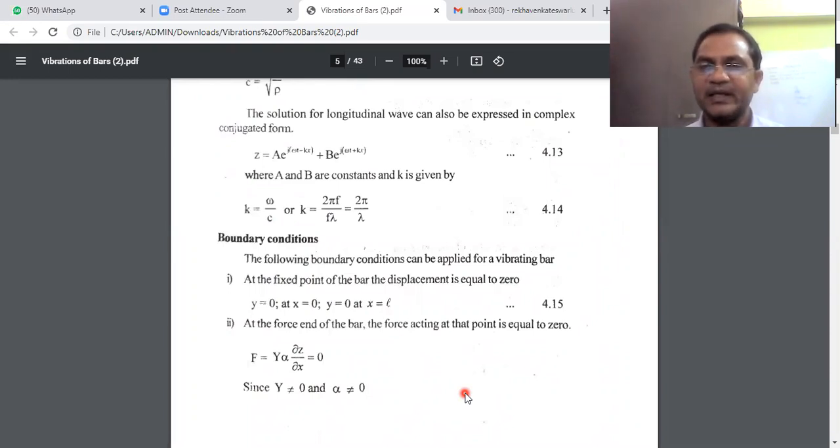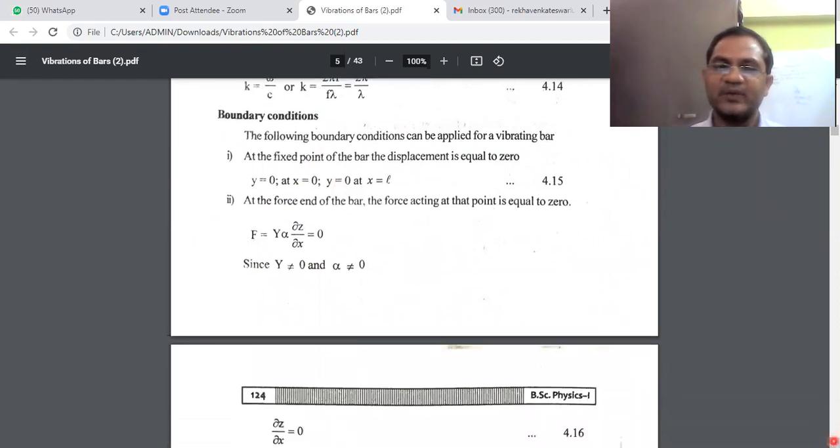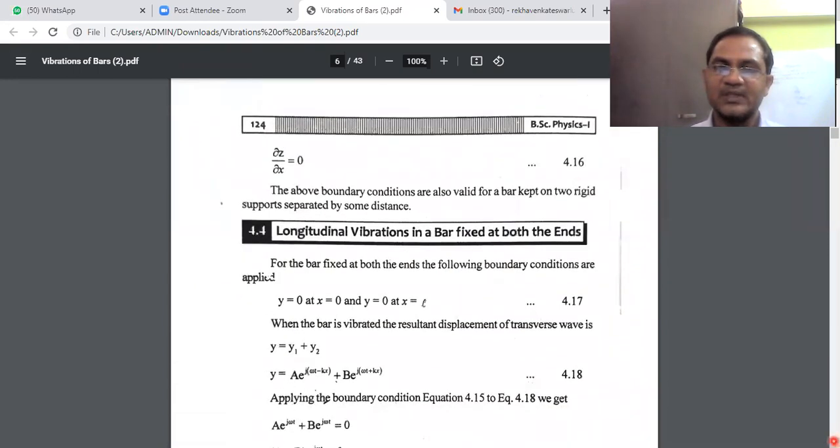At the free end, force F is equal to 0. From that, we derive dou Z by dou X is equal to 0. So these conditions are known as boundary conditions, the boundary conditions of vibrations of the rod or vibrations of the bar. This way it is asked under short questions. One is, at the fixed end, displacement is equal to 0. At the free end, dou Z by dou X is equal to 0.